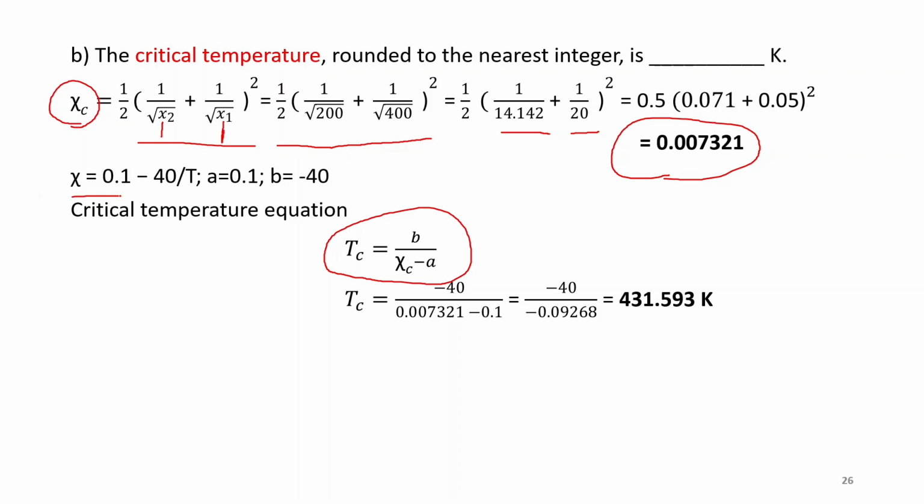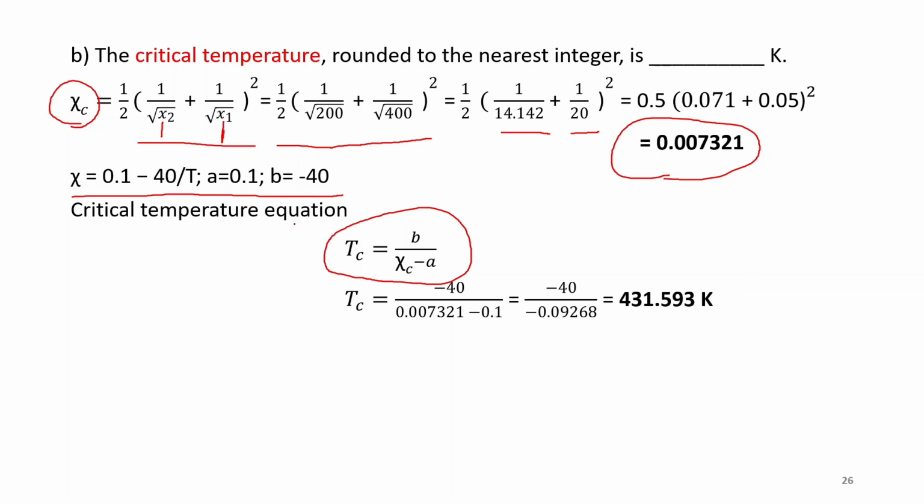the chi value, which is 0.1 minus 40 divided by T. From this we get to know about A and B. So chi is equal to A plus B by T. So we can understand from this that A is 0.1 and B is minus 40.